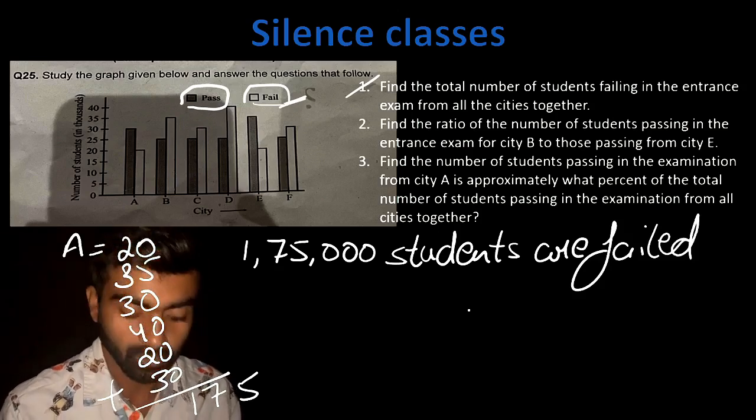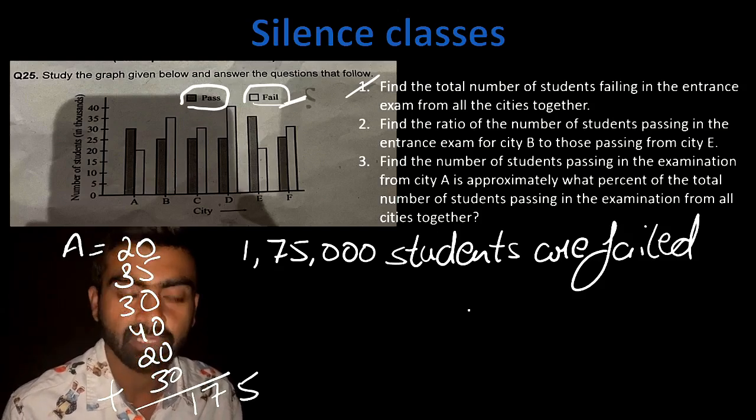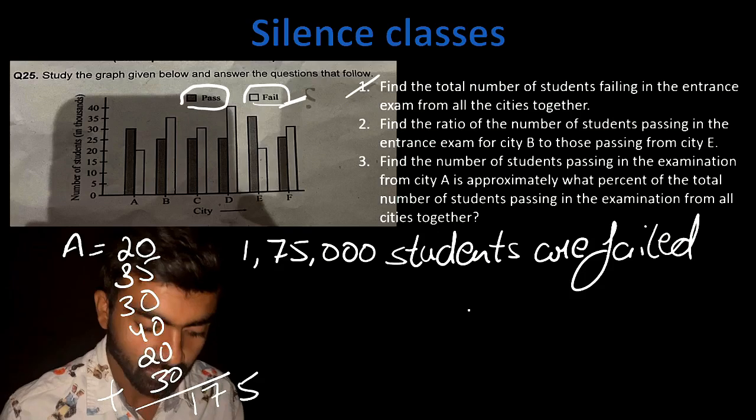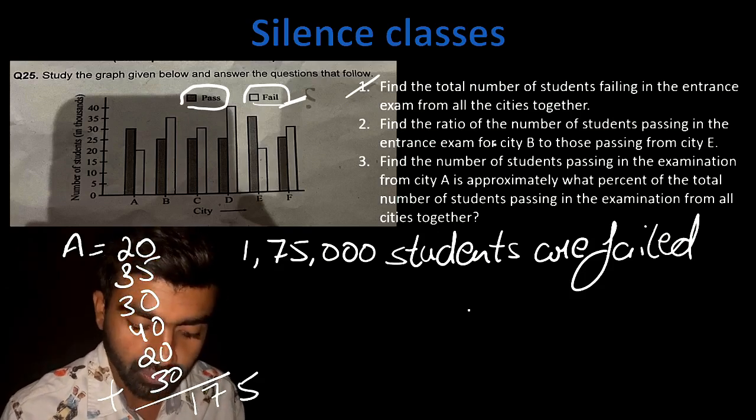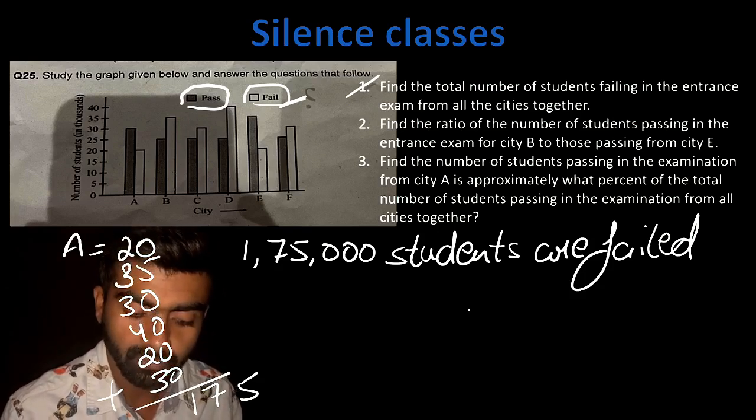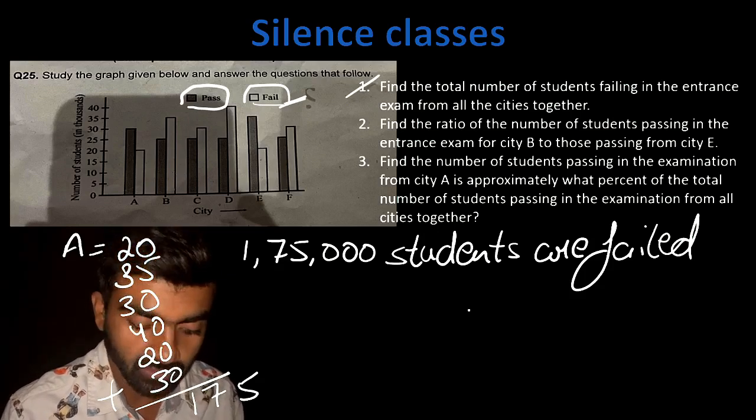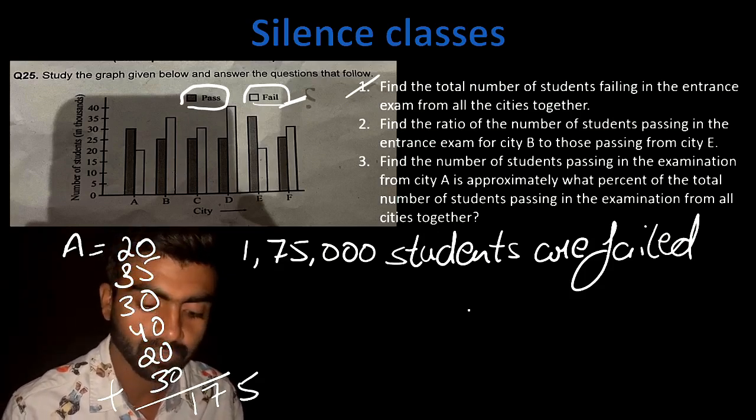Okay, so altogether how many students failed? 1,75,000 students failed. Okay, now let's move to question B. Find the ratio of the number of students passed in the entrance examination of city B and those passed in city E.